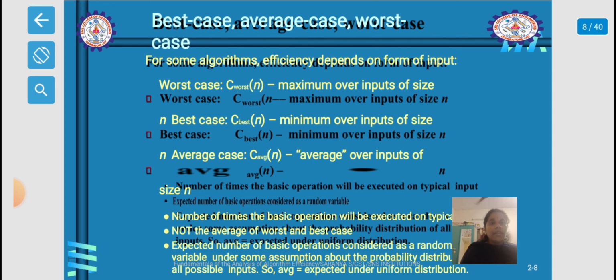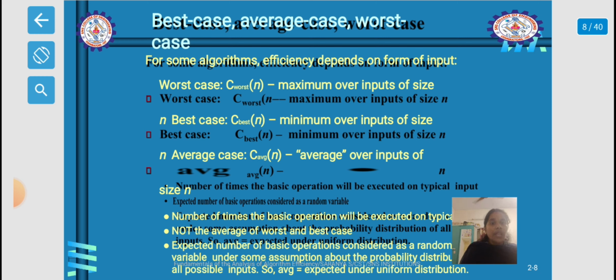Best case, average case and worst case: in the analysis framework, the efficiency of some algorithms depends on the form of the input. The worst case, C worst of n, equals the maximum over inputs of size n. The best case, C best of n, equals the minimum over inputs of size n. The average case, C average of n, equals the average over inputs of size n.